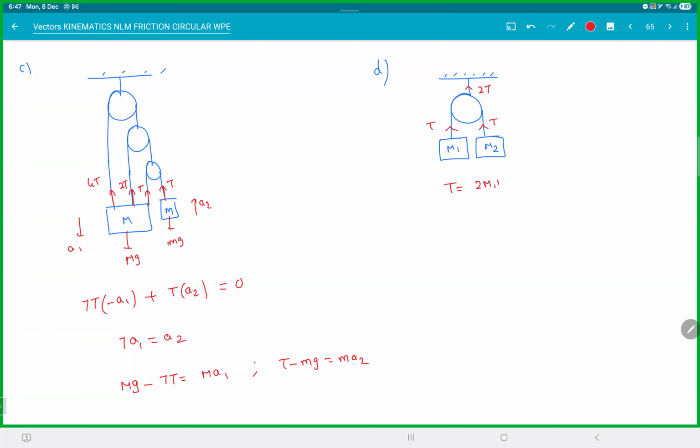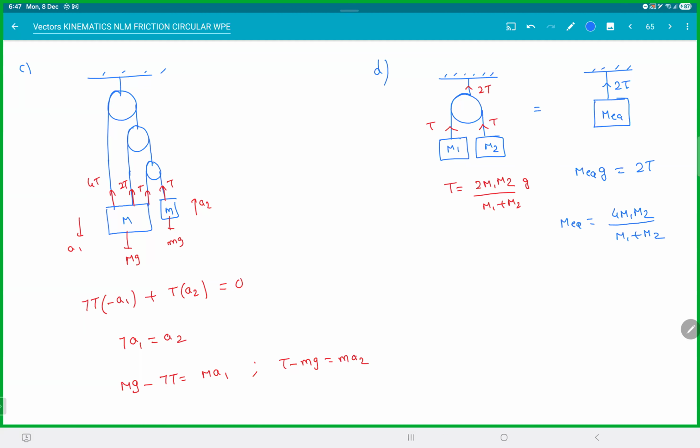The tension was 2m1m2 by (m1 plus m2) g. That means if you ask the ceiling, the boss who is hanging there, the ceiling does not care whether you keep a block there or a pulley there, the tension must be the same. So this m equivalent into g is 2T. You end up with m equivalent is equal to 4m1m2 by (m1 plus m2).